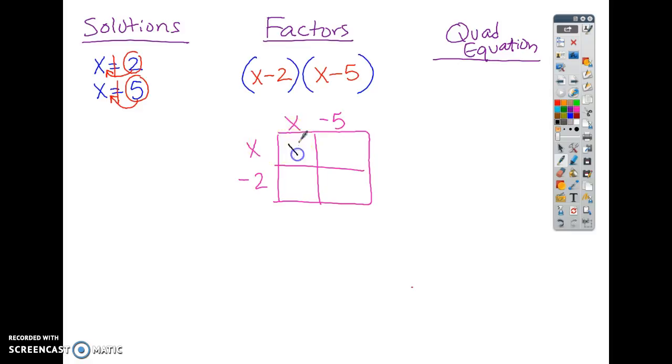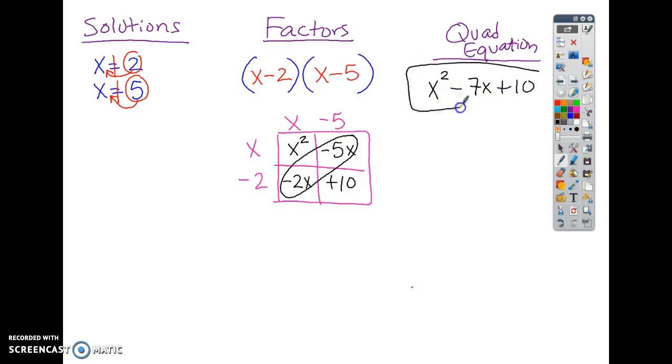X times x is x squared. X times negative 5 is negative 5x. X times negative 2 is negative 2x. And negative 2 times negative 5 is a positive 10. Combine the middle ones. What does that give you? Gives you a negative 7x. So the quadratic would be x squared minus 7x plus 10. This is the answer for problem number 1.